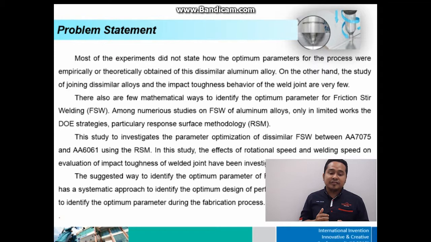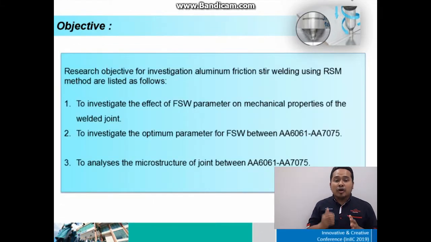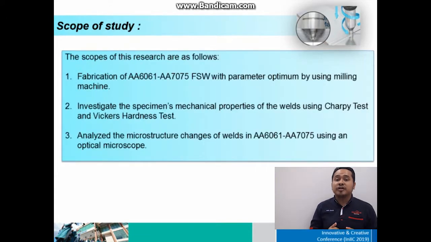RSM is a systematic approach to identify the optimum design of the performance. Thus, it can be utilized to identify the optimum parameters during the fabrication process. The objectives of this research to investigate aluminum friction stir welding using the RSM method are listed as follows.